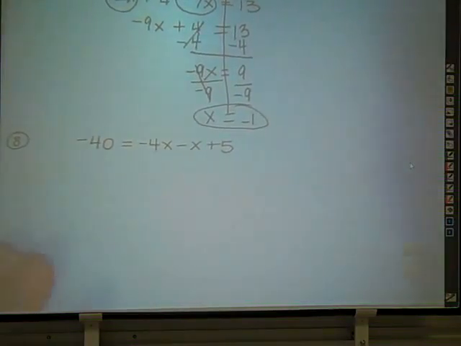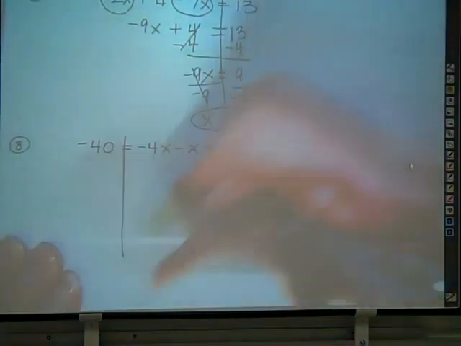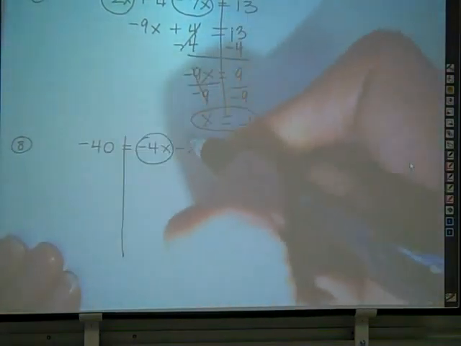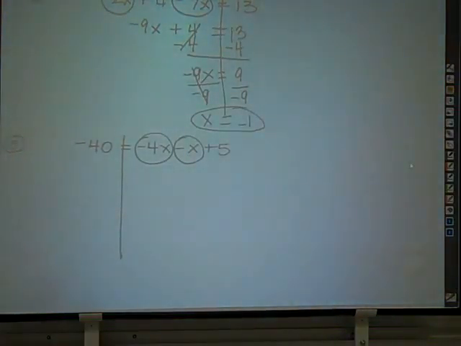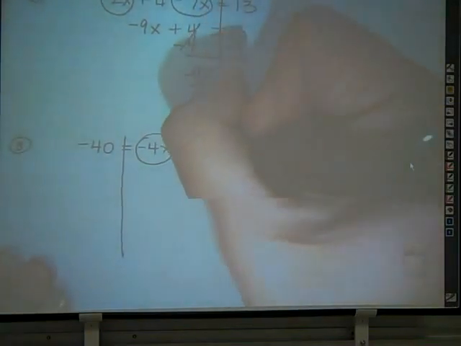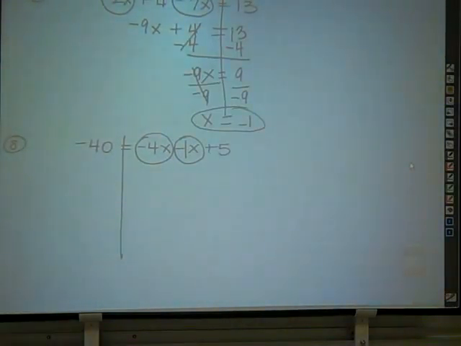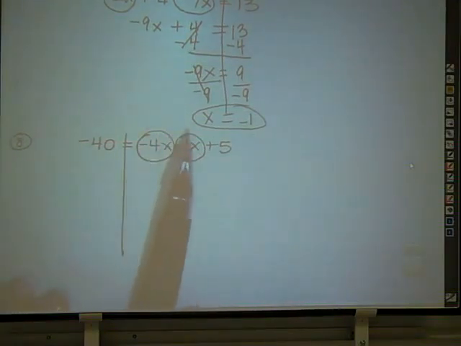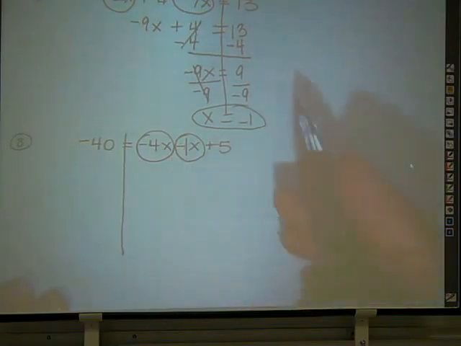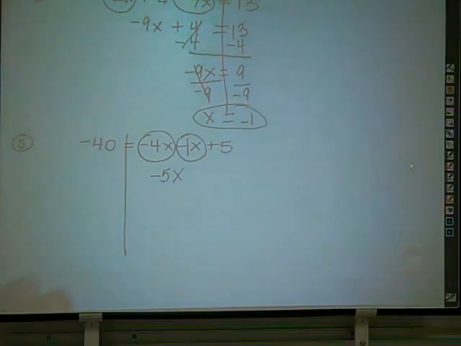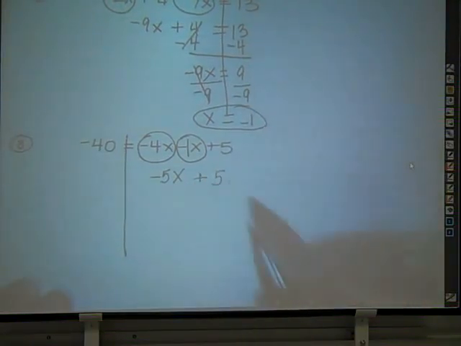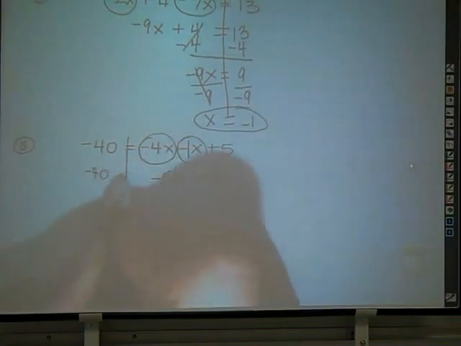All right, last one, number 8. Circle the terms on both sides that have your x's. Remember that there's a 1 in front of the x. And since they're on the same side, we are going to combine them. Negative 4 plus negative 1 is going to give us negative 5x. Everything else, just rewrite it.